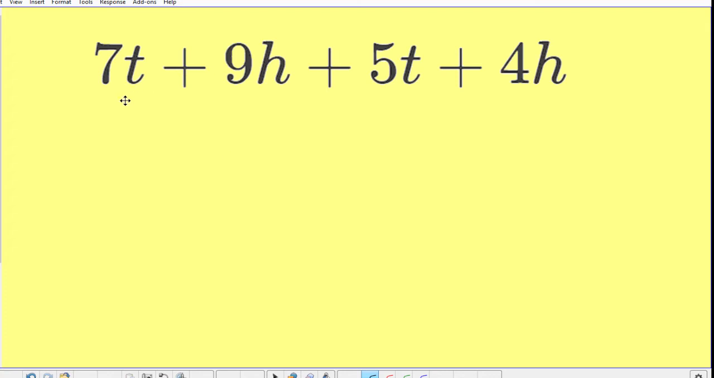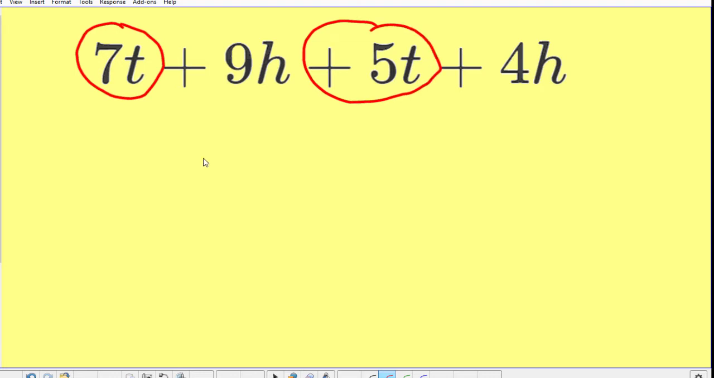Okay, moving to a little bit more difficult, we've got two different terms here. We've got t's and h's. So the first thing we do is we're going to work out the t's first. So we'll take 7t, and you always take the sign in front of the number. So adding 5t to that. So 7t plus 5t is going to give us 12t.